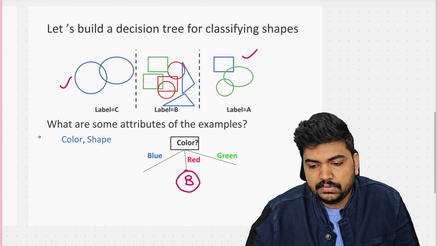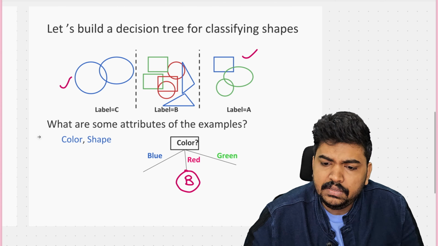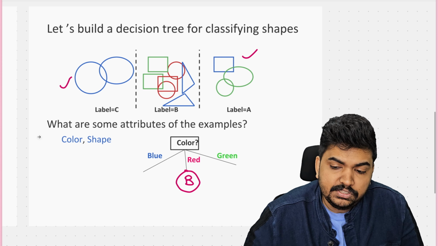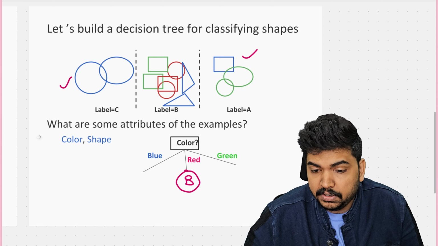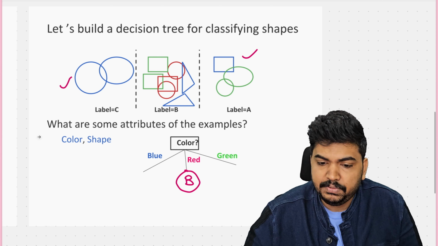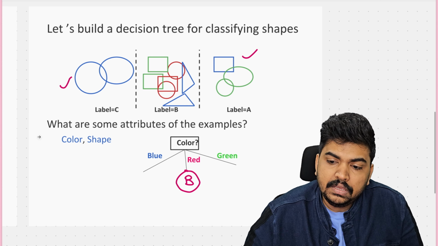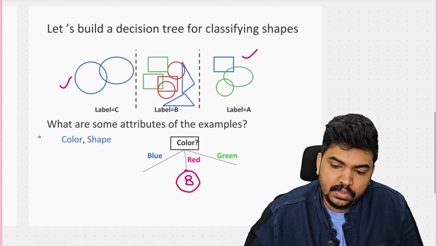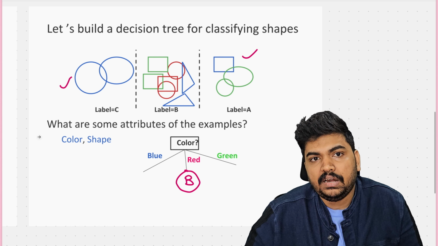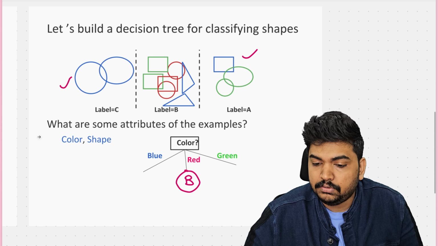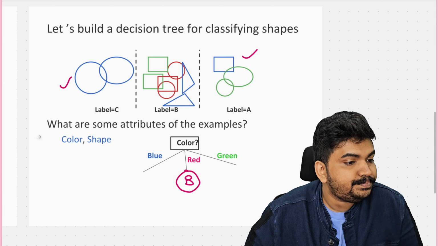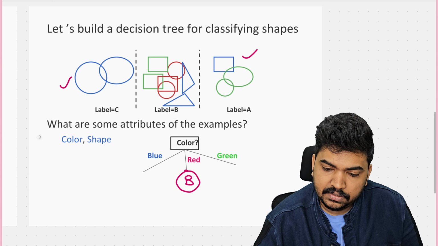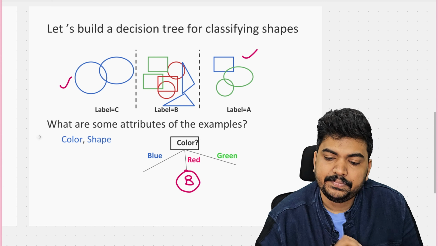If the color was red, it was pretty straightforward, as we have seen previously. We assign it to label B, that's a decision, we don't have to think any further. But unfortunately, for color blue, I will come to green later, but for the time being, for color blue, it is present in both label A and C. So just based on the color, I can't come to a conclusion what the class or label is. So at this point, I will create a subtree.